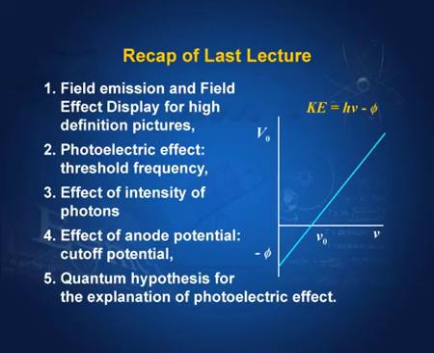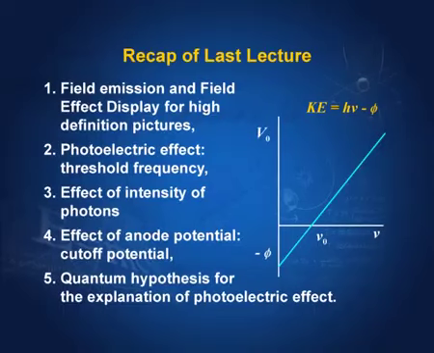In the last lecture, we learned how an electrostatic field applied to the cathode or to a piece of metal can extract electrons. That is known as field emission, and we also discussed the field effect displays for the modern televisions. Then we came to the important phenomenon of photoelectric effect, and we found that in this phenomenon waves behave like particles.